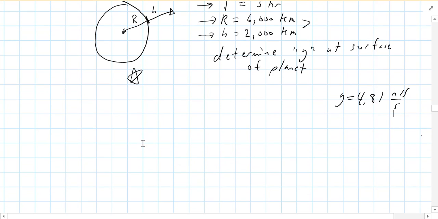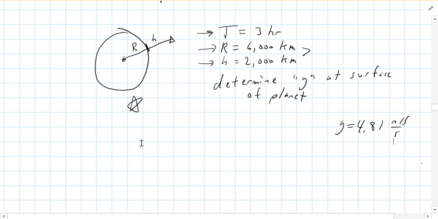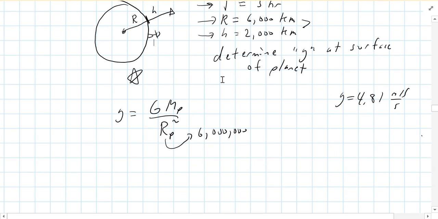Okay. So in order to find little g, I'm going to use big G, mass of the planet, over radius of the planet squared. Now, I want g at the surface. So this number here is going to be my 6 million meters. Okay, not 8 million, 6 million. I want to know what's little g at the surface of the planet if I'm standing on it. Okay. Now, in order to find this, I got to know the mass of the planet.